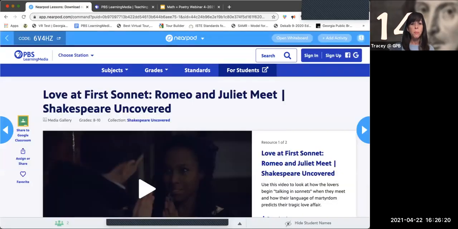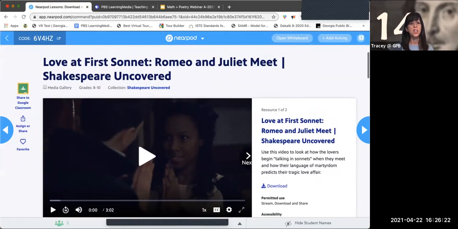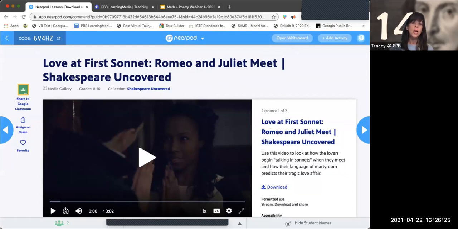So I wanted to play a little bit of this from, again, Shakespeare Uncovered. It's a wonderful little excerpt from the sonnet that is created at the meeting of Romeo and Juliet, called Love at First Sonnet here.